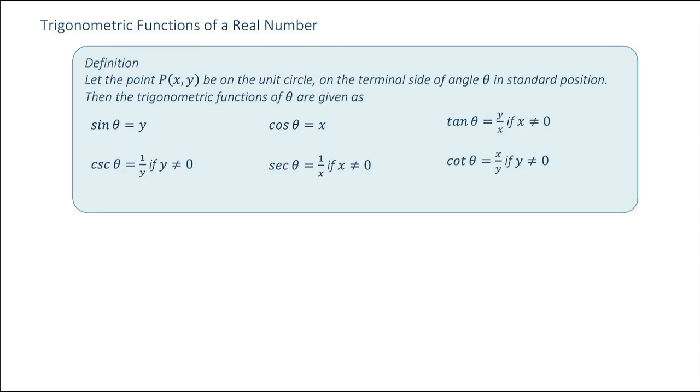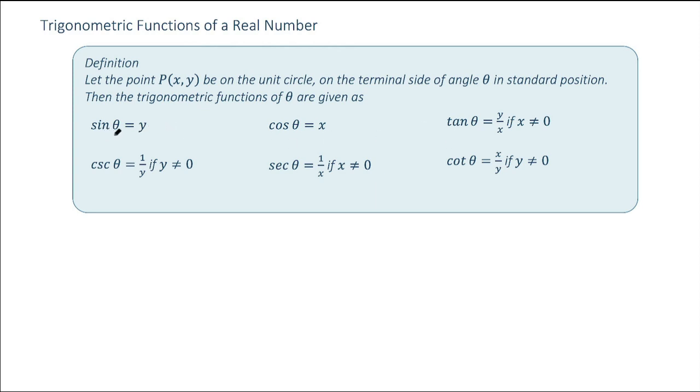We define now the trigonometric functions for any real number. Now the real numbers we simply map onto the unit circle by taking an angle in standard position with a radian measure equal to the number. And we take the point on the unit circle.